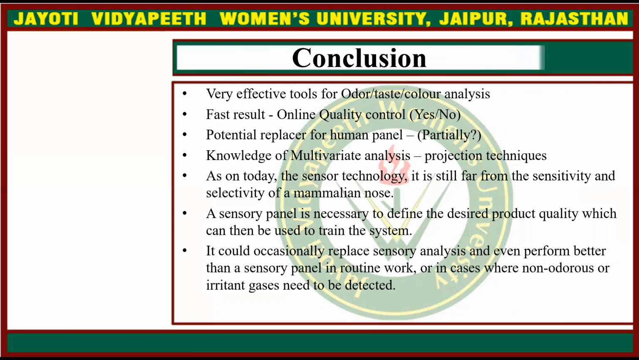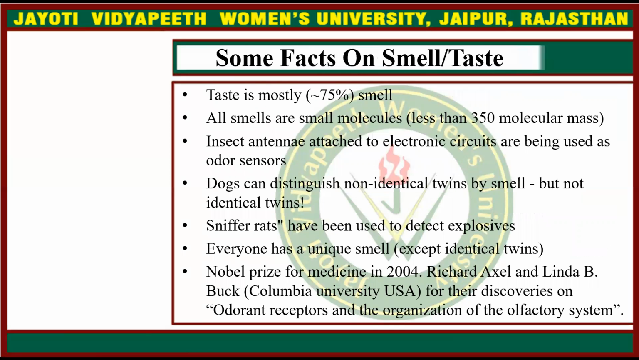Then the conclusion: they are very effective tools for taste, odor, and color analysis. Fast results are there, online quality control, and a potential partial replacement for a human panel. Knowledge of multivariate analysis and projection techniques is needed. As of today, the sensor technology is still far from the sensitivity and selectivity of a mammalian nose. A sensory panel is necessary to define the desired product quality, which can then be used to train the system. And it could occasionally replace sensory analysis and even perform better than a sensory panel in routine work, or in cases where non-odorous or irritant gases need to be detected.